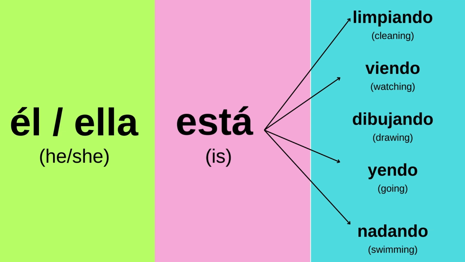Now, we will talk about what he or she is doing. Él está. Ella está. Él está limpiando. He is cleaning. Ella está viendo. She is watching. Él está dibujando. He is drawing. Ella está yendo. She is going. Él está nadando. He is swimming.